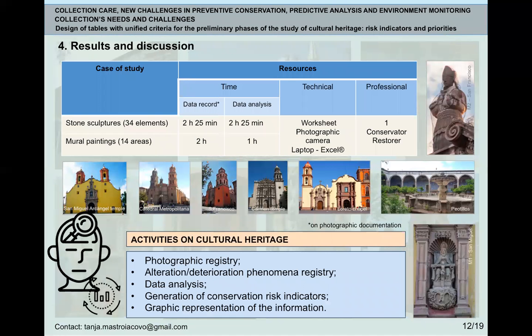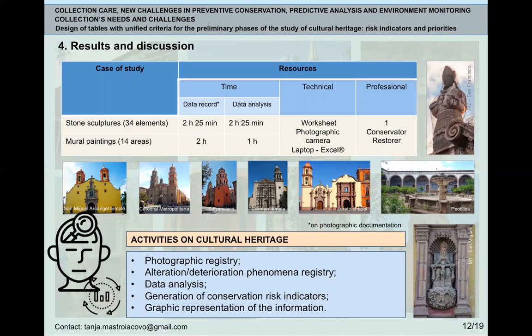In his part of the study, 34 stone sculptures were studied and 14 areas of decorative mural painting. The resource investment necessary for the application of the method was a professional conservator restorer endowed with a registry table, photographic registry means, and a laptop with Excel for data capturing.